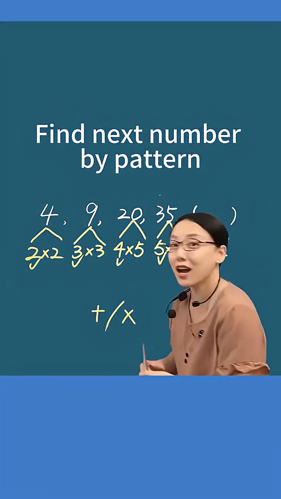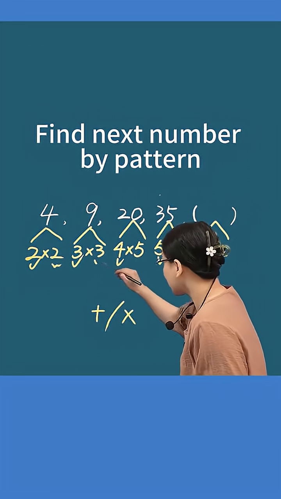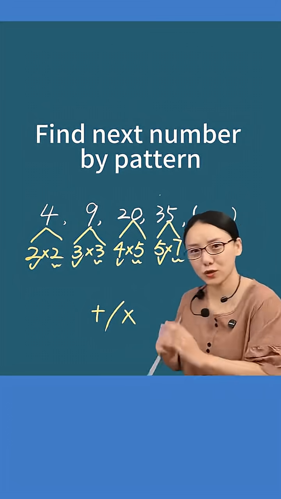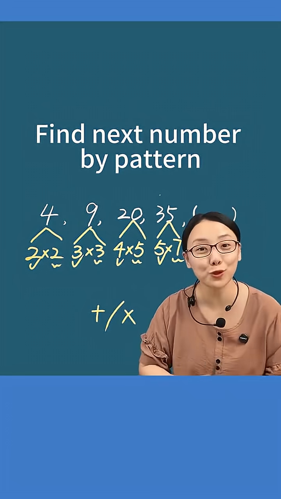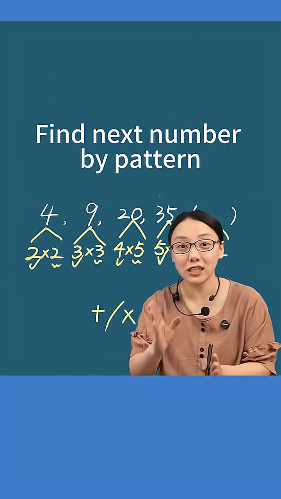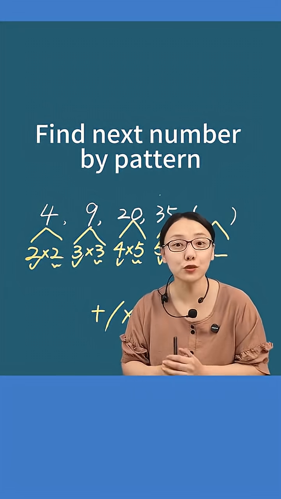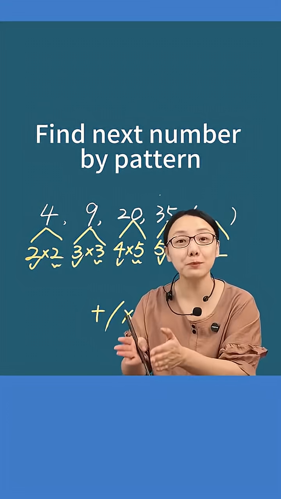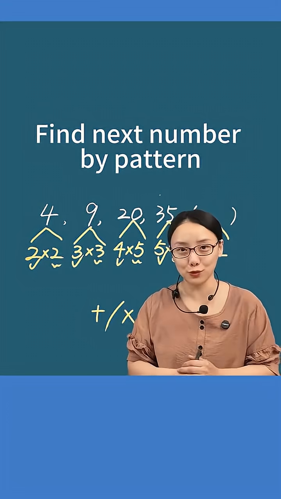Now let's look at the second number. That's 2, 3, 5, 7. What's the pattern here? It's not as obvious as the previous one, right? Actually, 2, 3, 5, 7 are called consecutive prime numbers. What is a prime number? It's a number that has no factors other than 1 and itself.